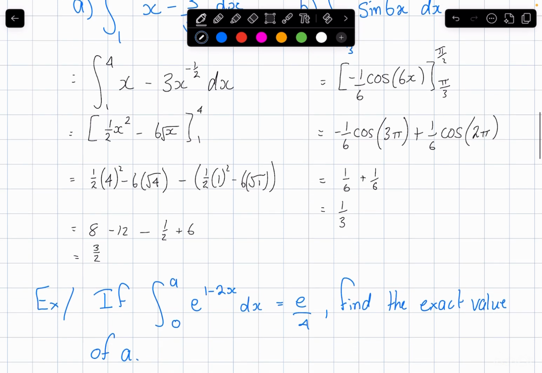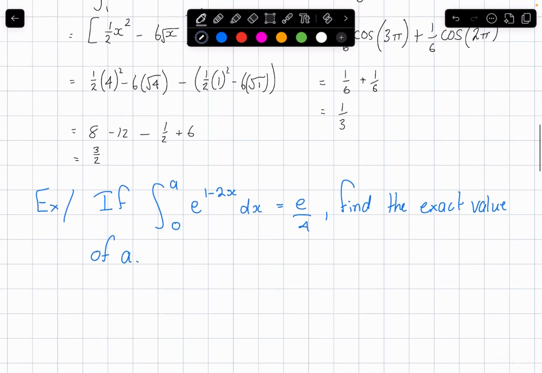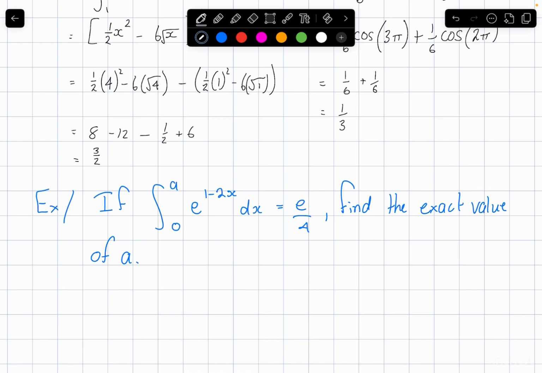Cool. What will happen though is a trickier question you'll find in the exam or on a test will incorporate unknowns in our limit. And we can utilize our integration properties and our fundamental theorem of calculus to actually find this a value. Now we're going to find the exact value of a. Typically when they ask you for that, it's going to be in terms of natural log, exponent or exponential functions, e, or sine and cos. So we're not finding the actual value, we're just finding the exact value in terms of those things.